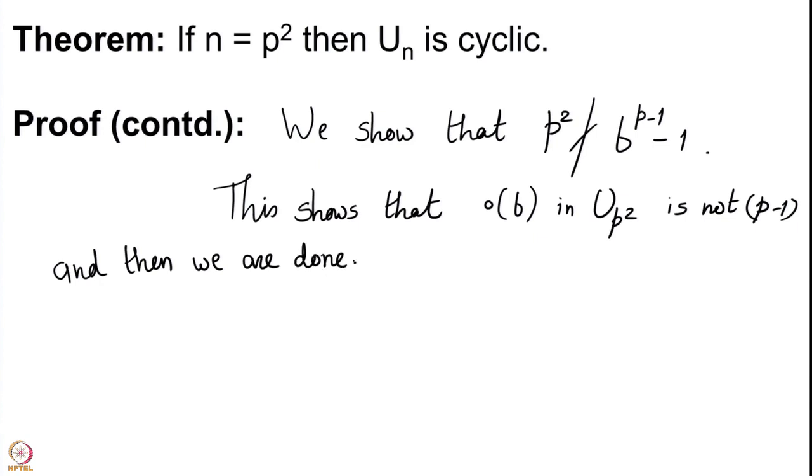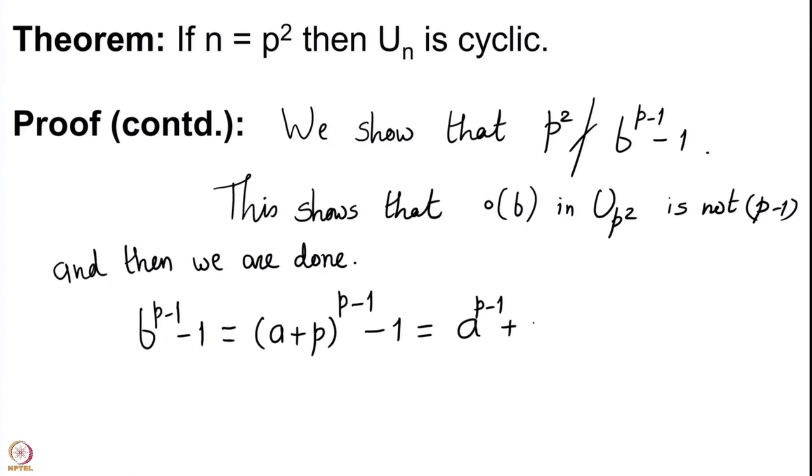So, we now need to only compute this b^(p-1) - 1. Remember, b is a + p, and now we apply the binomial theorem, which will give us a^(p-1) + (p-1) a^(p-2) p + ... The last term will be p^(p-1), and finally we have -1.